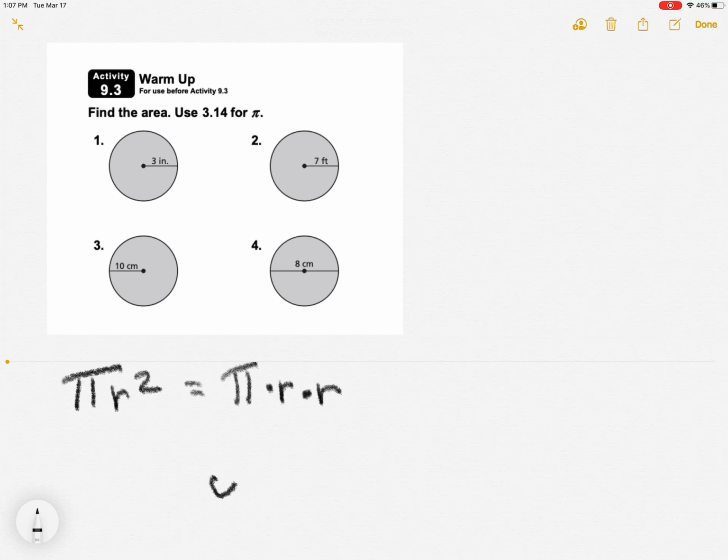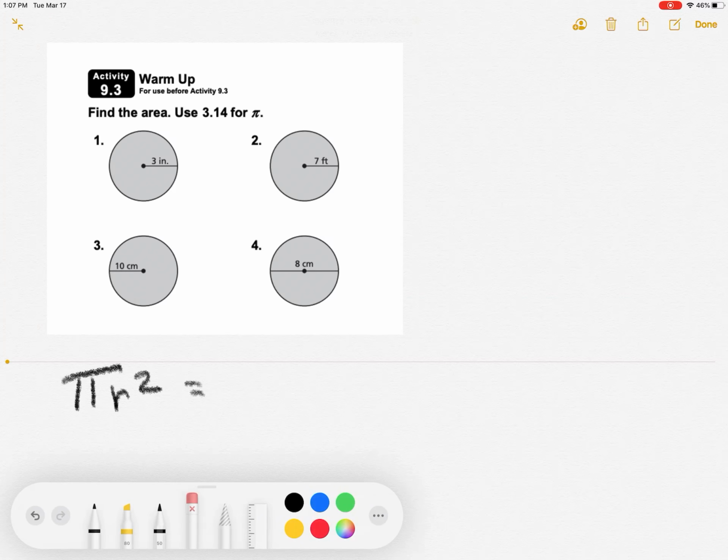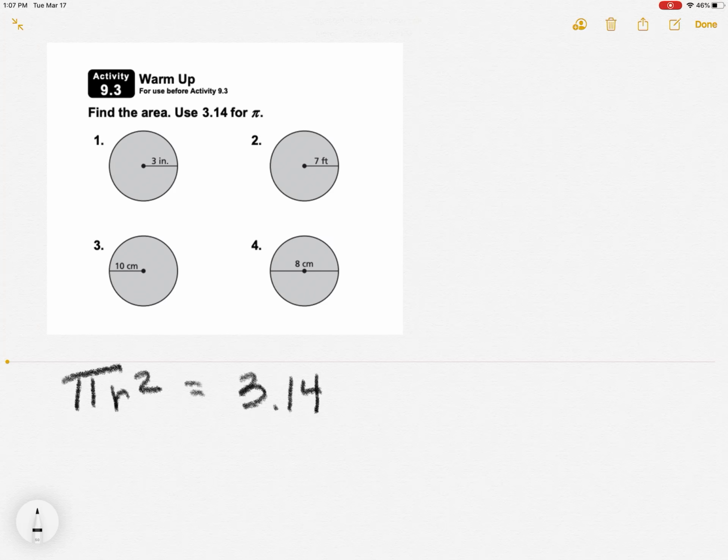So if I look at the first one, hopefully you did this before we are doing this, we are going to use this equation and plug it in. So for the first one, I have 3 as my radius. So I'm going to say this is 3.14 times 3 squared. Well, 3 squared is 9, so then I'm going to multiply 9 by 3.14, and I'm going to get 28.26. Make sure that I label it inches squared.